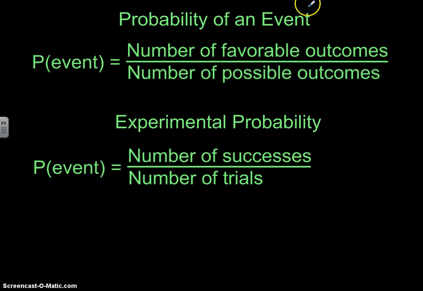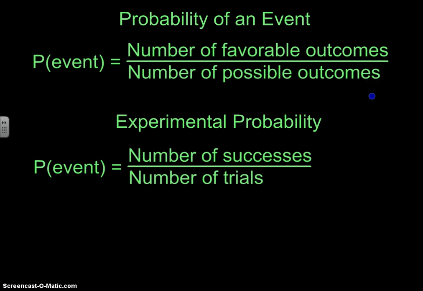So if I were to flip a coin, and I want to know the probability of flipping a tails, well, how many favorable outcomes can I have in flipping a coin? If I just flip it once, I can have one favorable outcome, and that would be tails. So I've got one favorable outcome out of two possible outcomes. I can either flip a heads or tails, so that's two possible outcomes, one favorable. So the probability of flipping a tails when you flip a coin is 1/2.